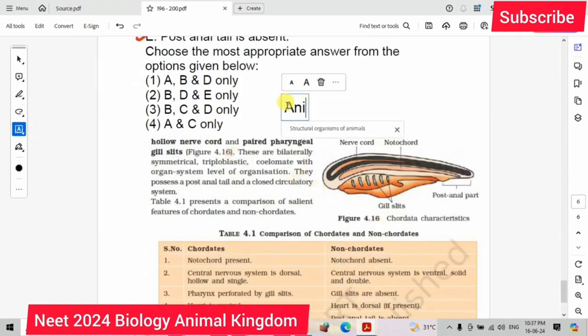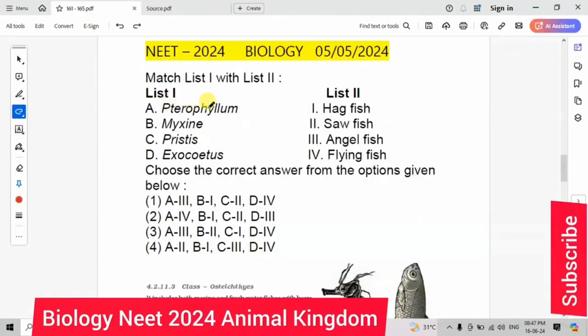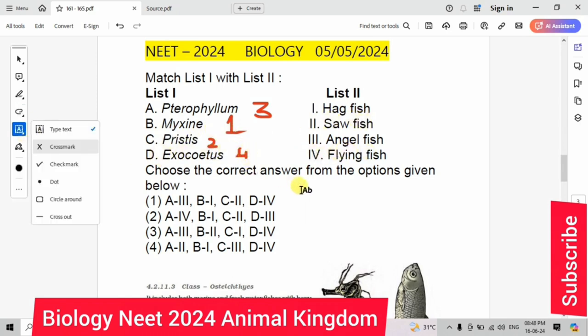From the chapter known as Animal Kingdom, you can see the NCERT given below regarding these topics. Pterophyllum is 3, angel fish. Next, B, Myxine is 1, hagfish. Next, Pristis is 2, sawfish. Next, Exocoetus is 4, flying fish. And the options are 3, 1, 2, 4.